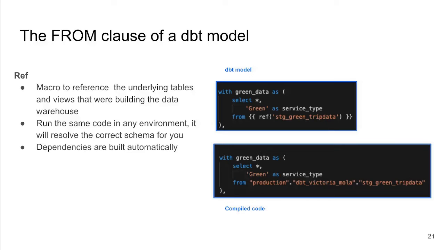This is because the ref is going to resolve that for us, which means that if I'm developing in my environment, so in my sandbox, it's going to translate to DBT Victoria Mola. We can see here how it looks like compile code. It added my database name, my schema, and then the table name, which is this one. If I'm running this in production, this will translate to my production schema as well, not to DBT Victoria Mola. If I have a coworker that is running this in their development schema, this one will translate to their schema.